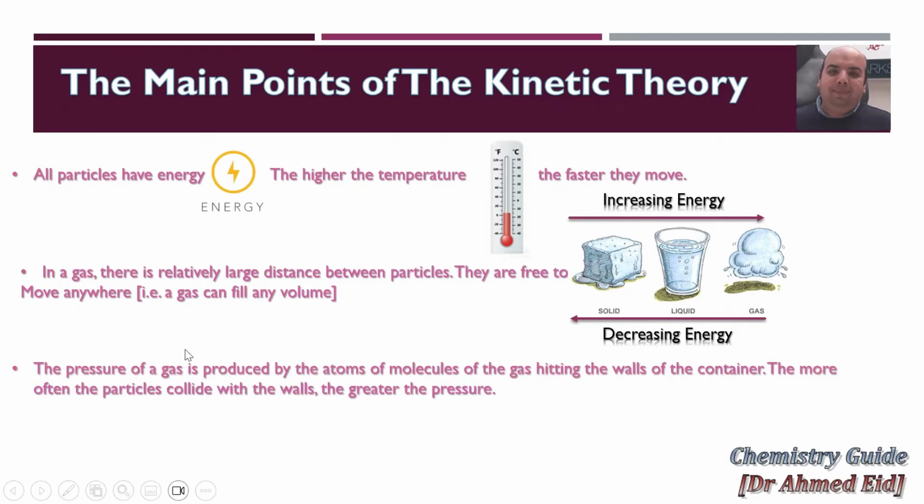Also, you have to know that the pressure of a gas is produced by atoms or molecules of gas hitting the walls of the container. Check this one. Particles hit the walls of the container. The more often the particles collide with the walls, the greater the pressure. So you can see that when increasing temperature, particles move faster and hit the container more often. This means higher pressure.